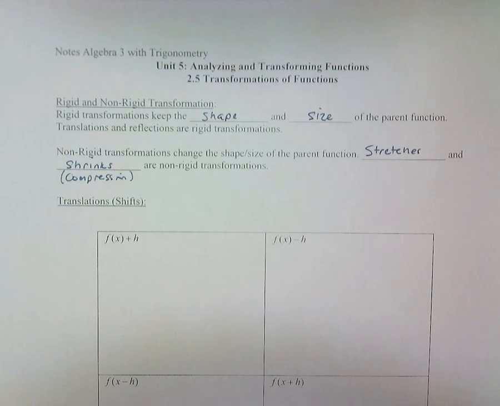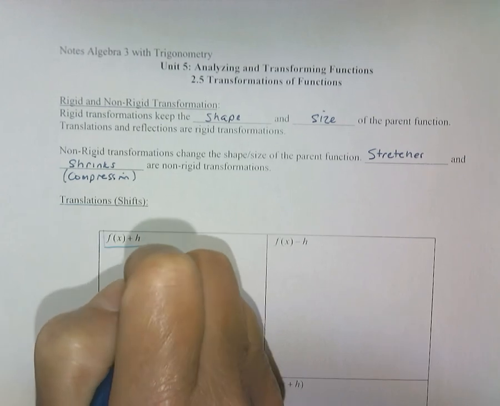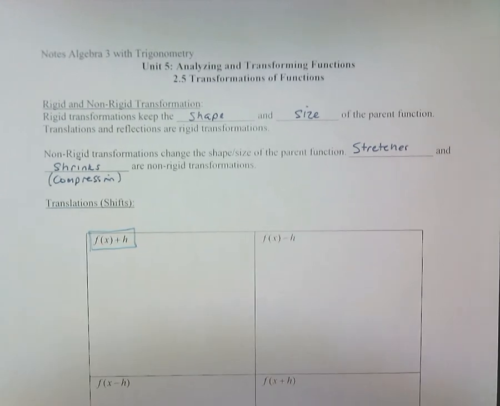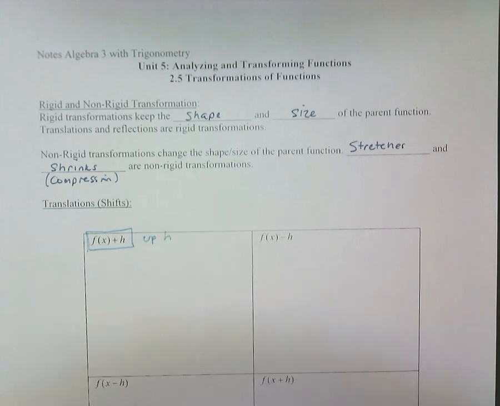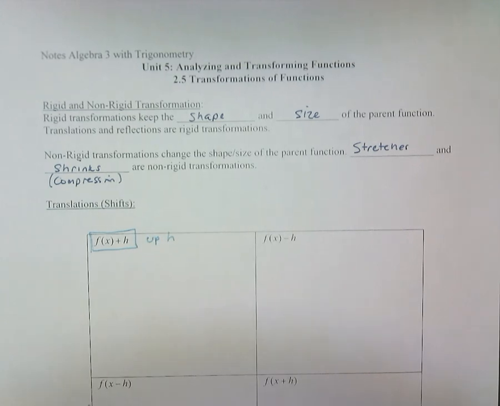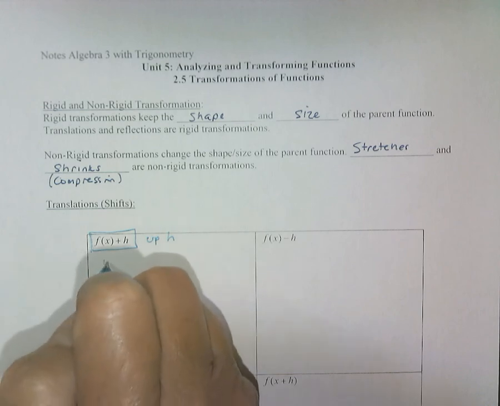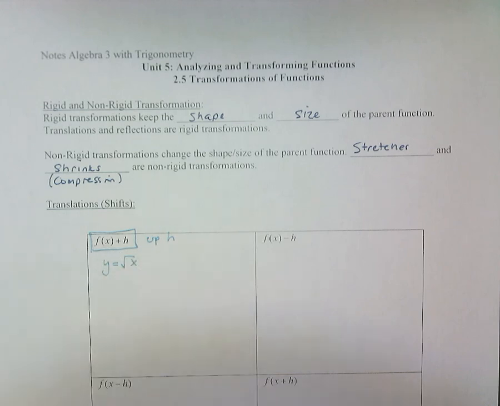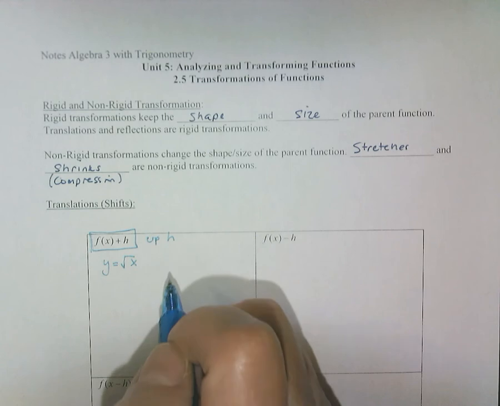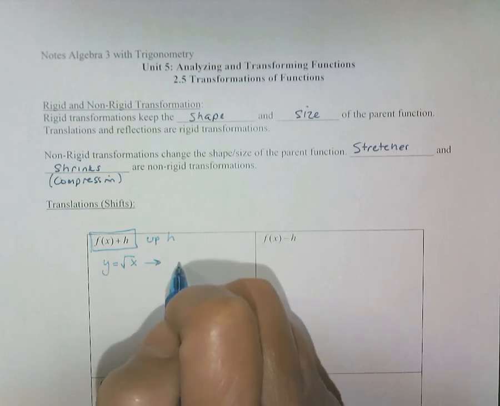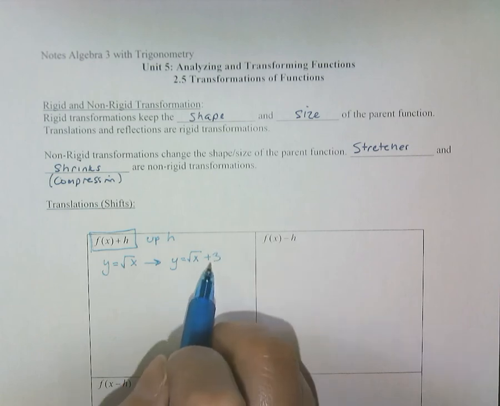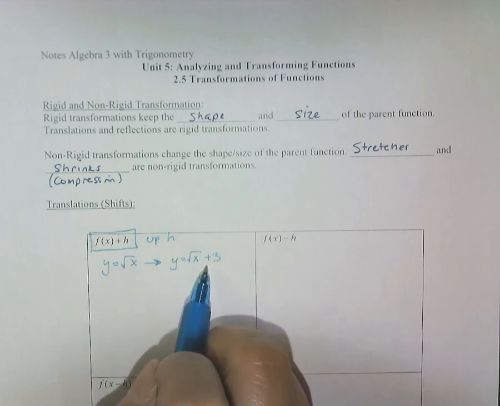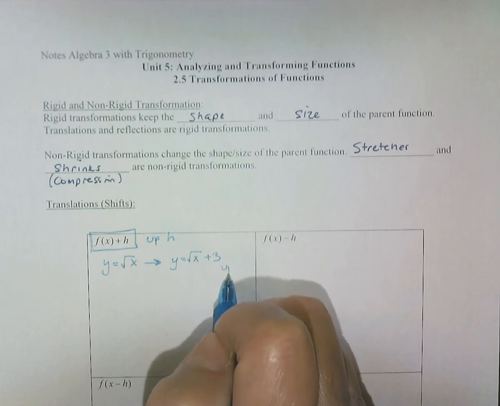So the first one I have is f of x plus h. That's going to shift the translation up h units. So I'll give you a few examples. If I have y equals the square root of x, and I want to transform that with y equals the square root of x plus 3. Notice the 3 is on the outside of the radical. This is going to go up 3.